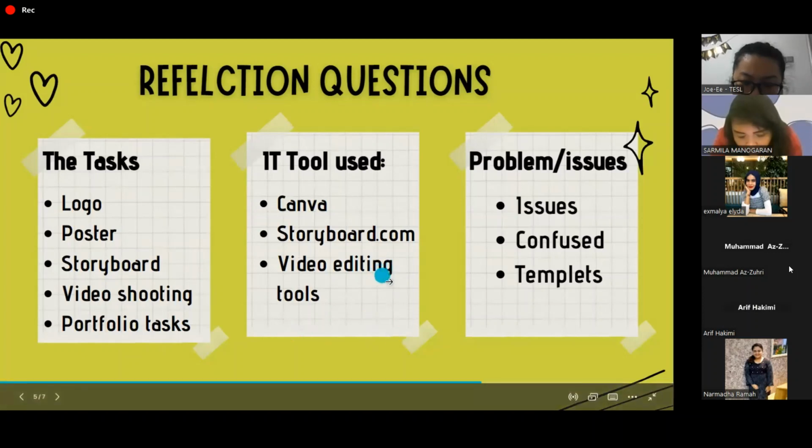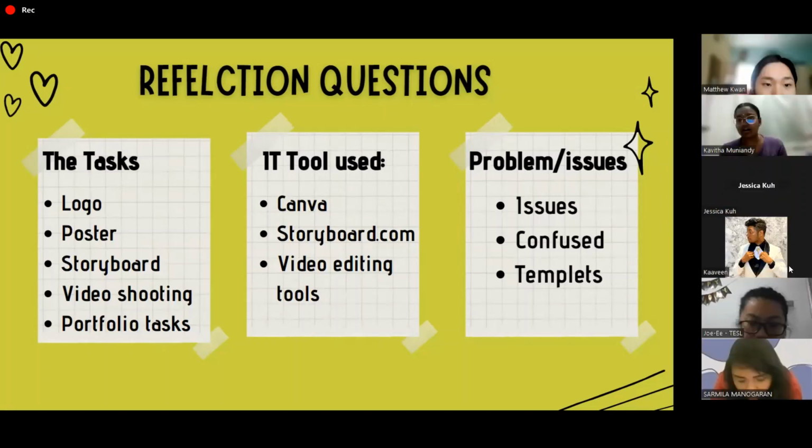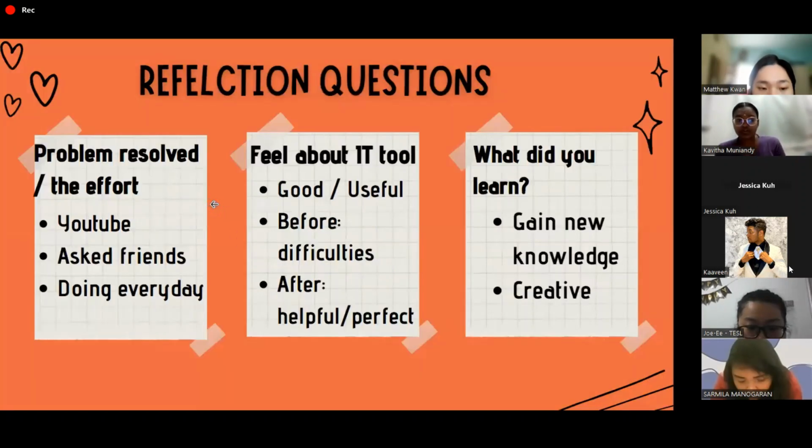For storyboard.com, this was my first time using it. When using it, I had an issue selecting pictures based on our story. It was really difficult for me to make the story easy to understand. The second is problem resolution.